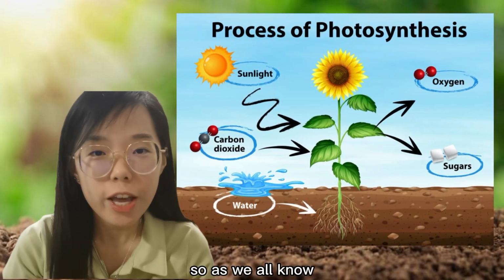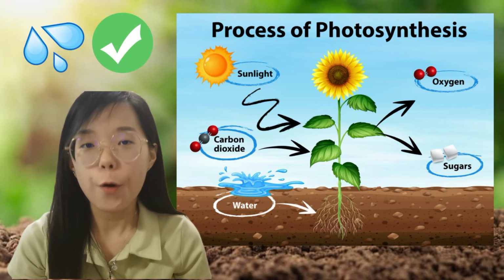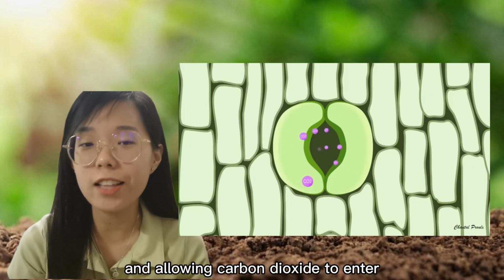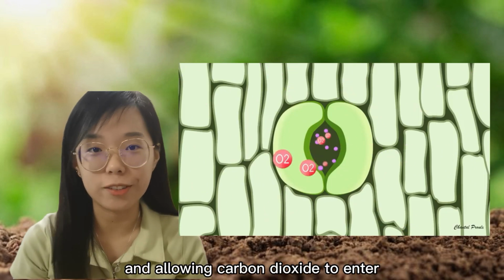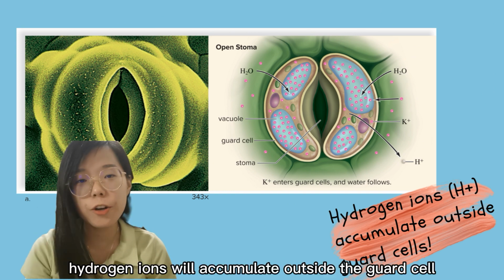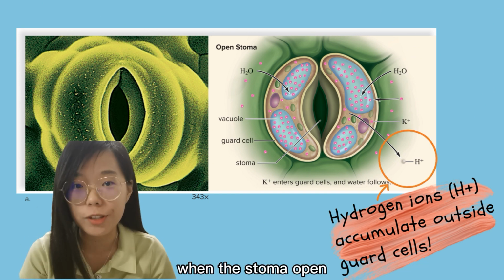As we all know, photosynthesis requires an abundant supply of water. When water enters the guard cell, the stomata will remain open, allowing carbon dioxide to enter. Another interesting observation is that hydrogen ions will accumulate outside the guard cell when the stoma opens.